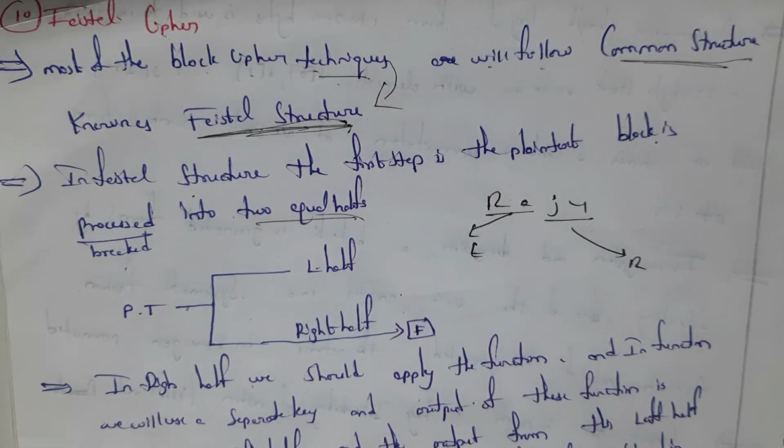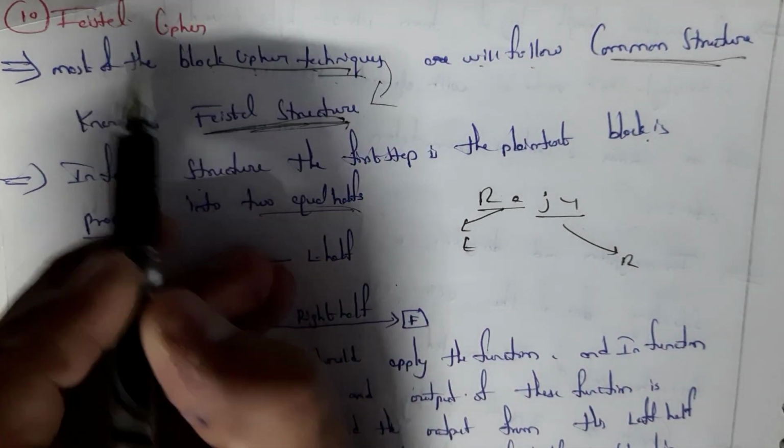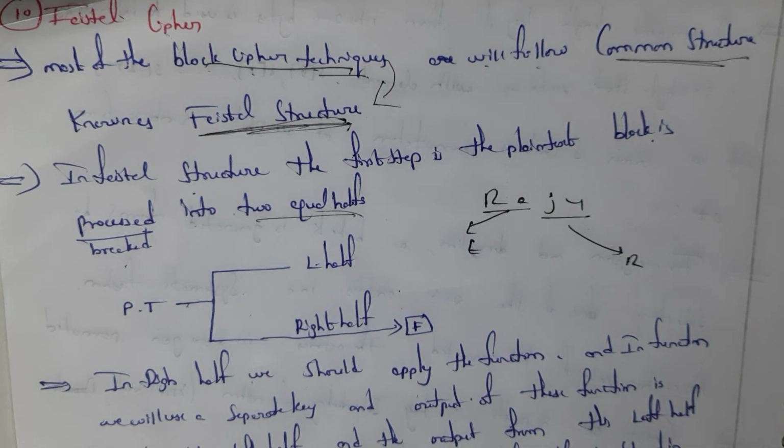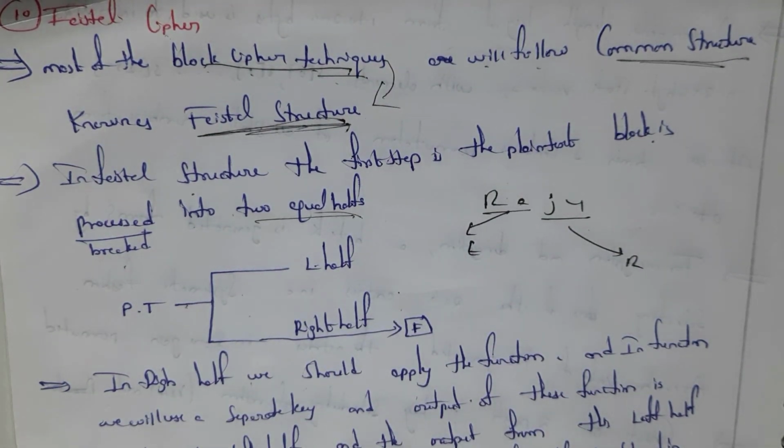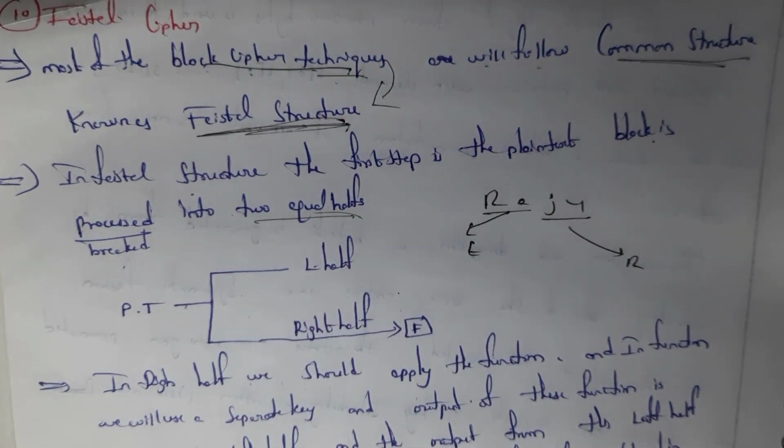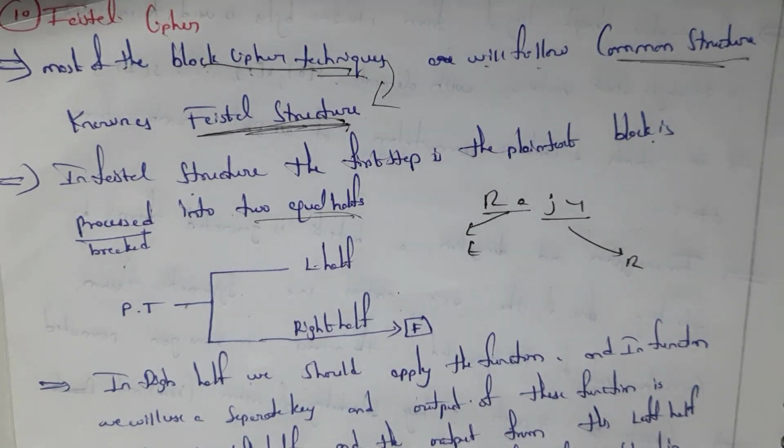Let's start our video. This Fishtail cipher is one of the most common block cipher techniques. This Fishtail cipher is a block cipher based technique. Block cipher means we need to divide the message into equal-sized blocks and then convert this message into cipher text. This Fishtail cipher is used to convert plain text into cipher text.